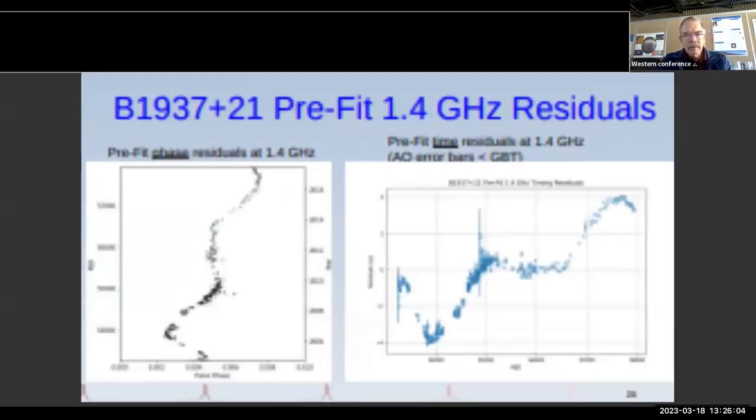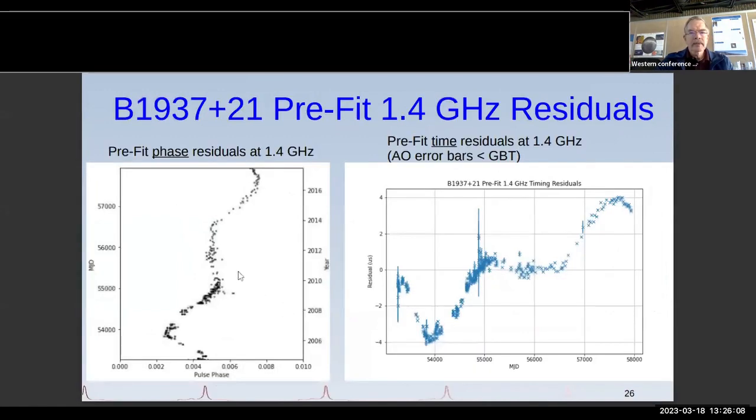And we're doing the timing studies. On the left are the phase residuals, and on the right are the time residuals for the same data. So I plotted the phase and the time residual. This is the observed minus the predicted, pre-fit. This means I haven't run any fitting yet. This is just as I get the data. And the residuals are on the order of plus or minus 4 microseconds.